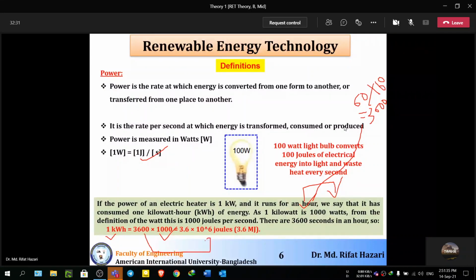So in total, it's making 3.6 into 10 to the power 6 joules. That means it's consuming 3.6 megajoule, isn't it? So you require 3.6 megajoule of energy if you run your electric heater, which has the capacity of 1 kilowatt, for 1 hour. Is it clear to you?